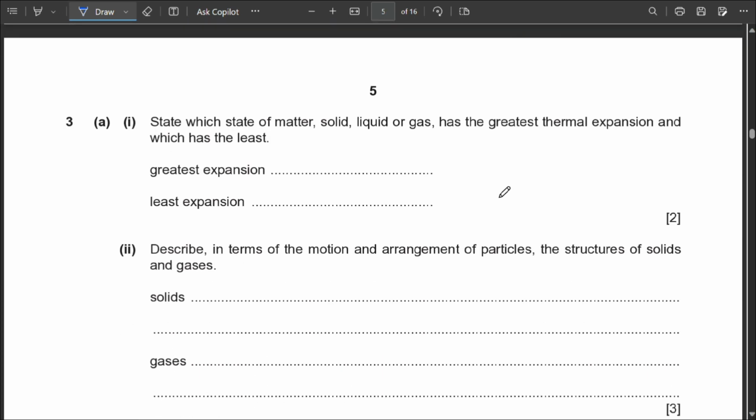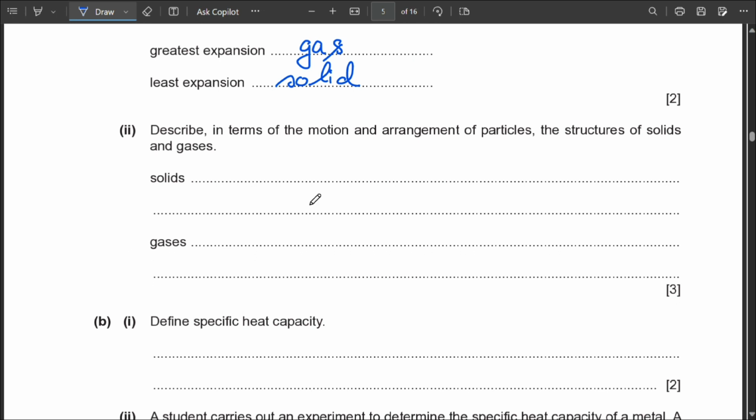Next, third one. State which state of matter, solid, liquid or gas, has the greatest thermal expansion and which has the least. We know that the greatest expansion is of gases, and the least expansion is of solids. Though solid, liquid and gas all expand, the least expansion is of solid and the greatest is of gas.